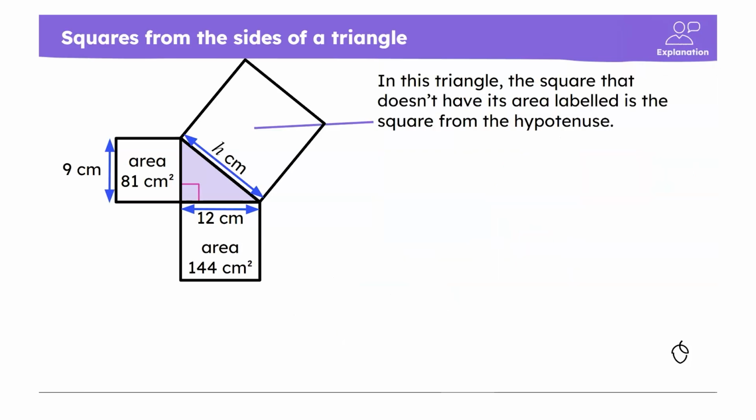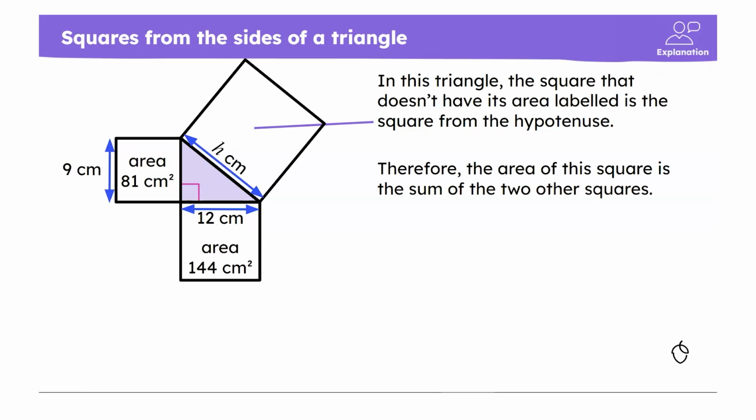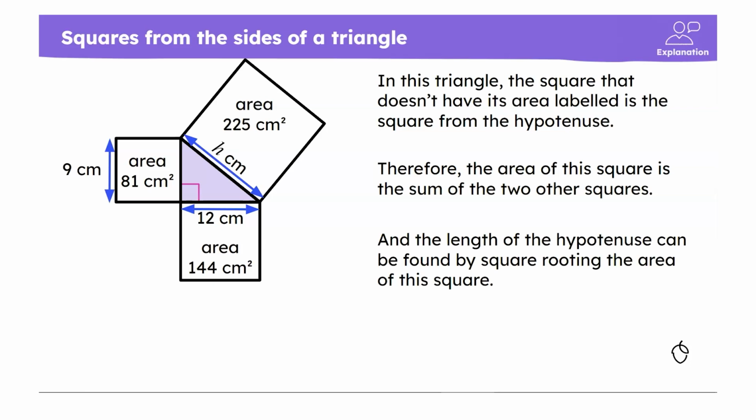The side labelled H centimetres is the hypotenuse. We know this because it is opposite the right angle. And so the area of the square formed from the hypotenuse is the sum or addition of the two other squares. 81 plus 144 is 225 centimetres squared. And as always, the square root of the area of a square gives you the length of one side of that square. And so the square root of 225 is 15. 15 centimetres is the length of that hypotenuse.